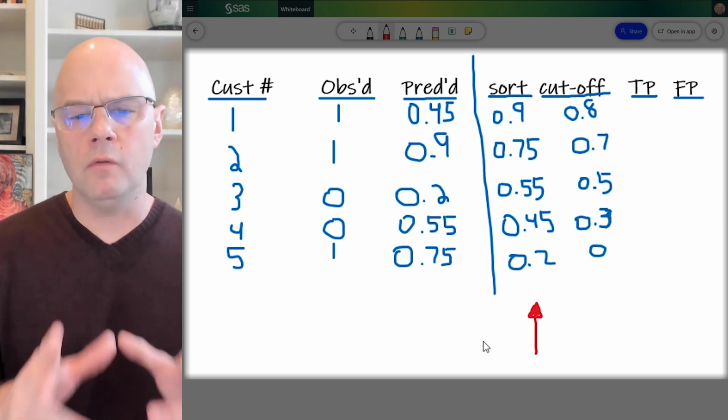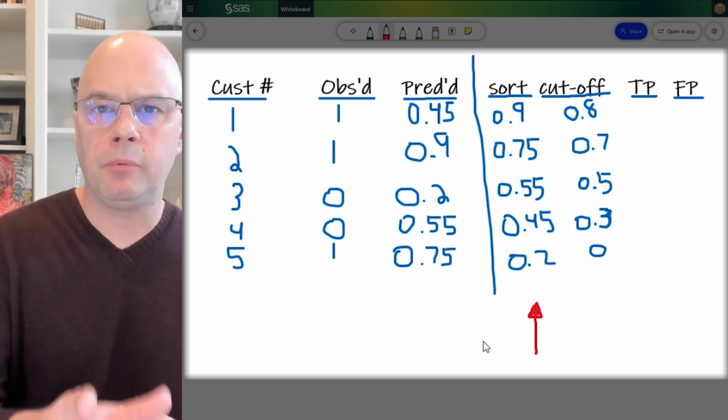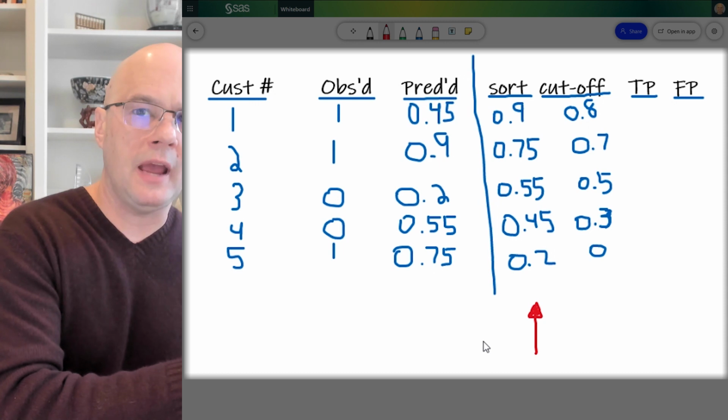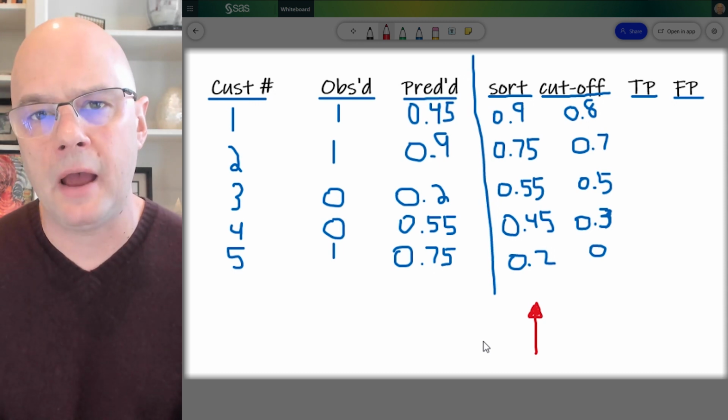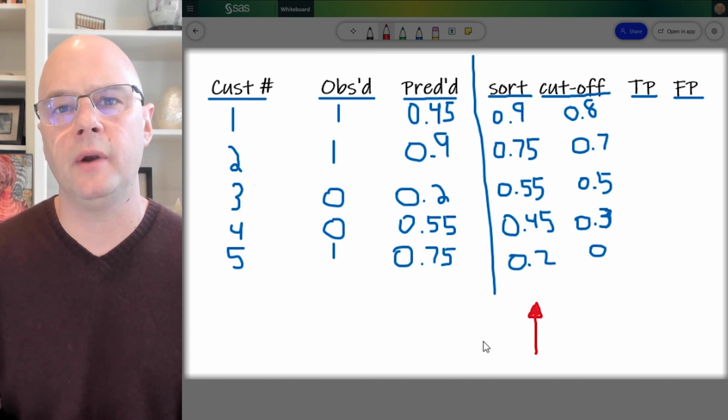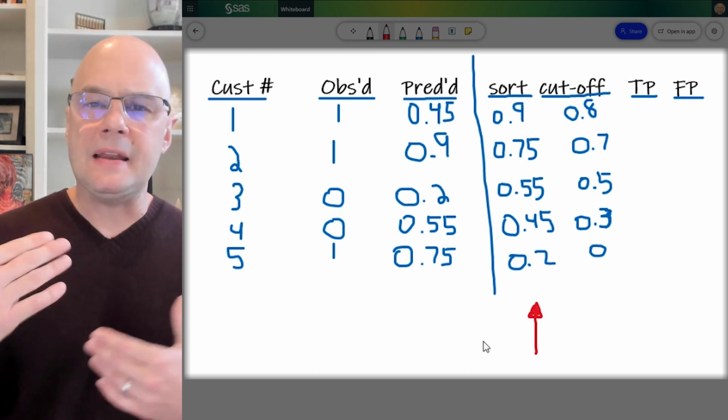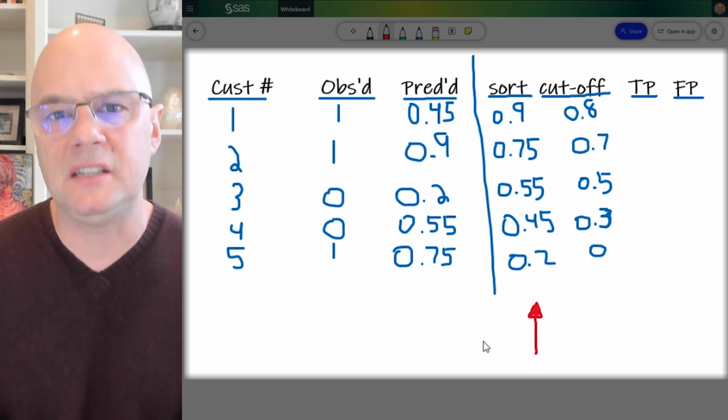All right, now don't forget that those predicted probabilities are associated with observed 1s or 0s, and we'll be using those to calculate true positive and false positive rates. Now, I need to be able to look at decision predictions.